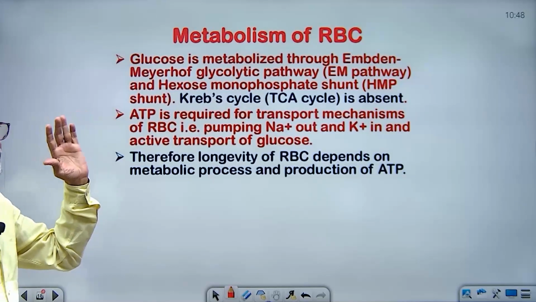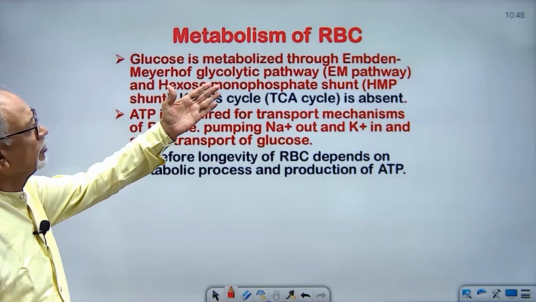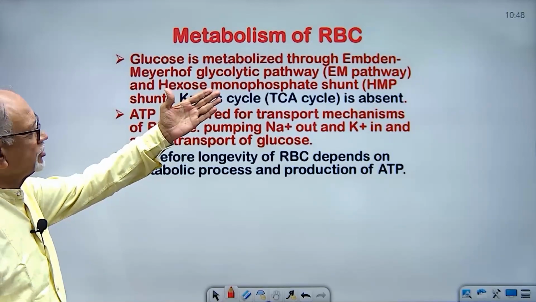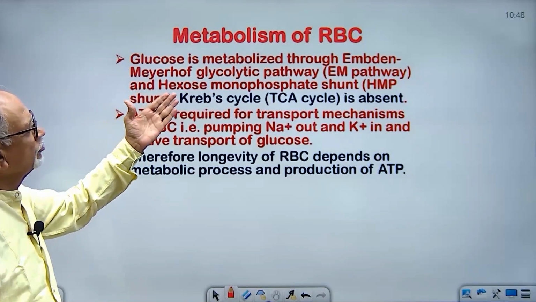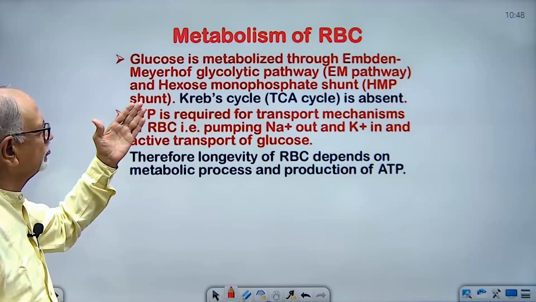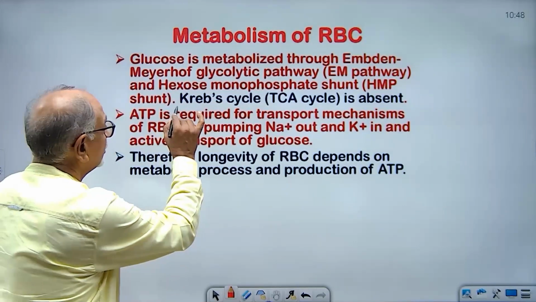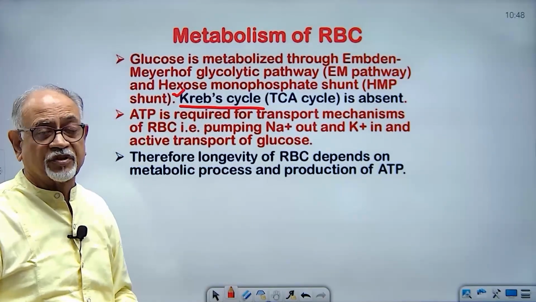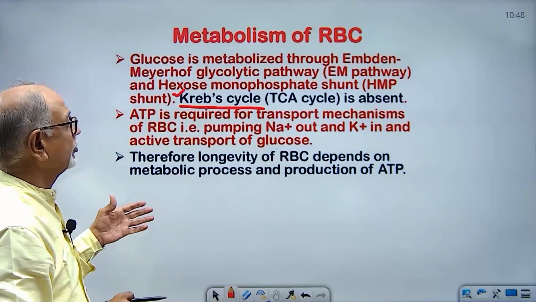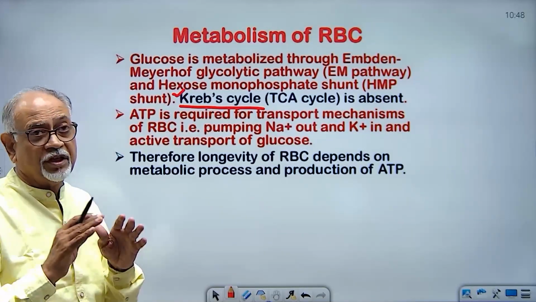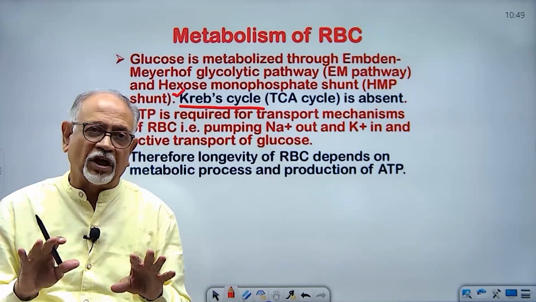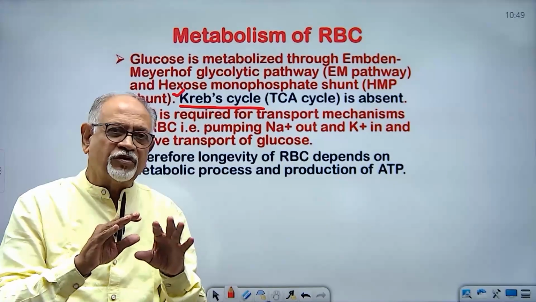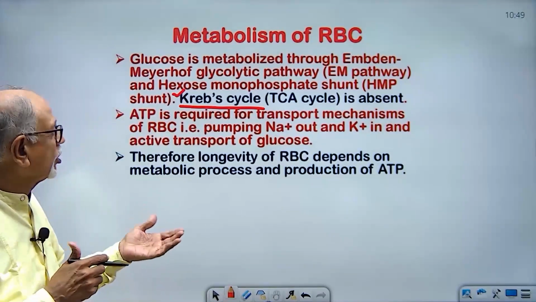Now, metabolism of RBC. Glucose is metabolized through the EM glycolytic pathway and hexose monophosphate shunt, that is HMP shunt. Now, the important thing is Krebs cycle, that is TCA cycle, is absent. That means in RBC, aerobic respiration does not occur. It performs metabolic activity by only anaerobic method.